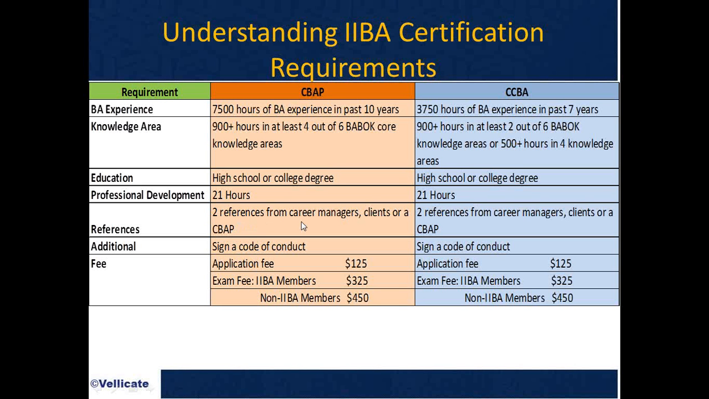And you need to also provide 2 references. These references could be from your career manager, could be from your client, or could be another CBAP. For both CBAP and CCBA, the only requirement in addition to this is that these references must know you for a minimum of 6 months. Okay, and then you need to sign a code of conduct. So you need to tick that, understanding that you're signing that code of conduct, and then you need to pay the fee for the CBAP and CCBA application.